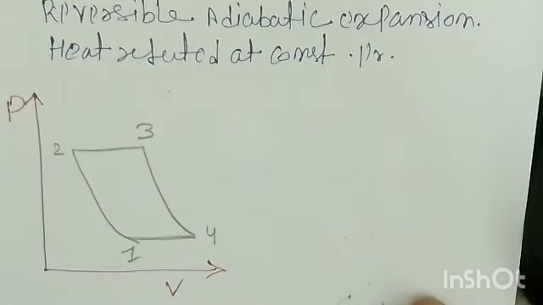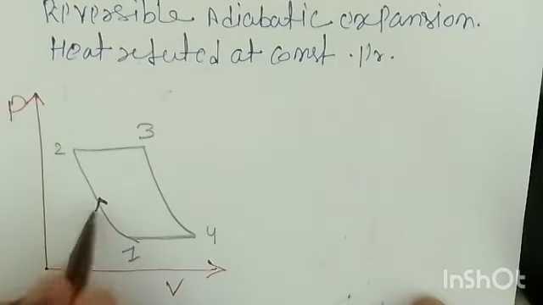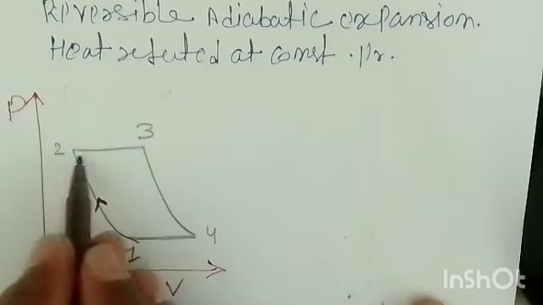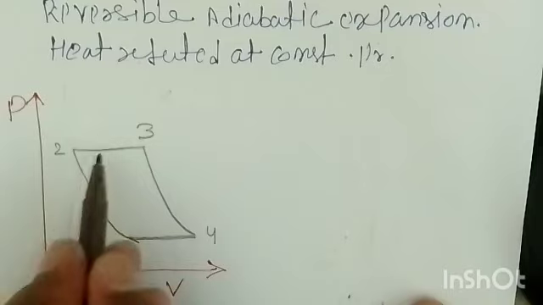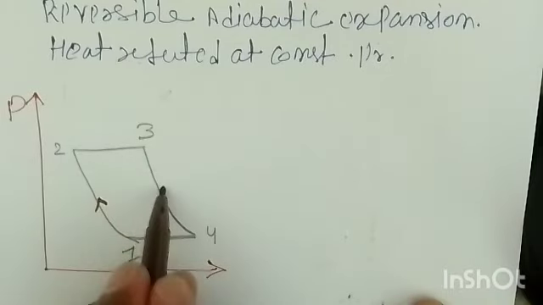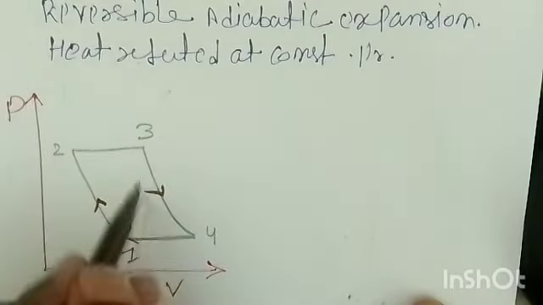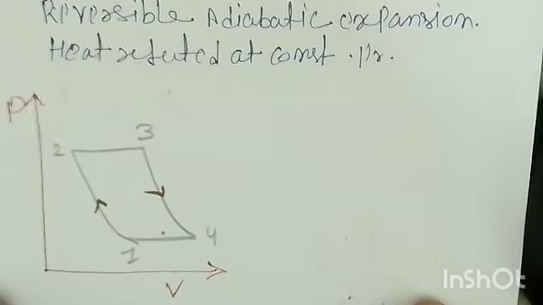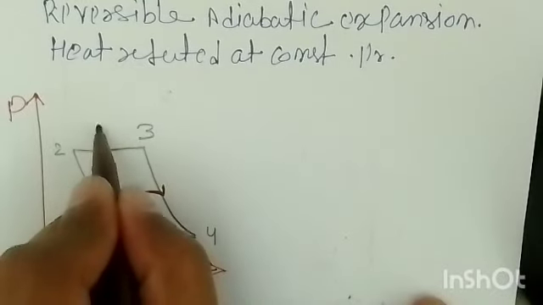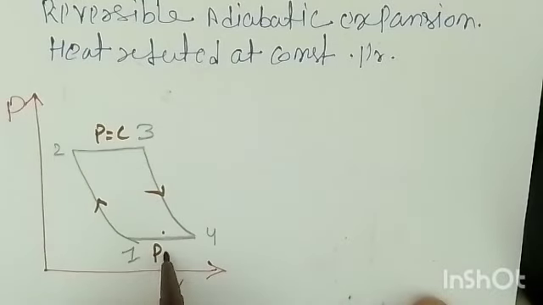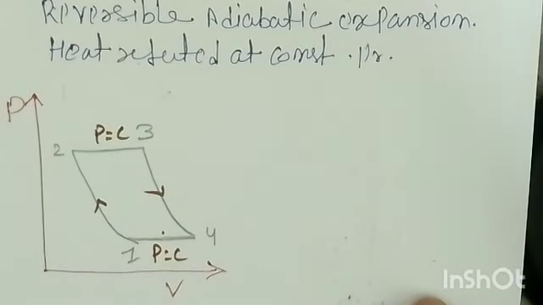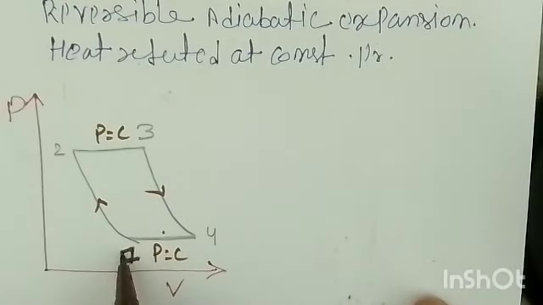So here you can show that 1 to 2 is the compression in your compressor itself, 2 to 3 is the combustion chamber, that is heat supplied at constant pressure, 3 to 4 is adiabatic expansion in the turbine, and 4 to 1 is heat rejected in the heat exchanger. Alright, so here you can mention that P is equal to constant, and this is also P is equal to constant. For the adiabatic process, the governing law is PV to the power gamma is constant.